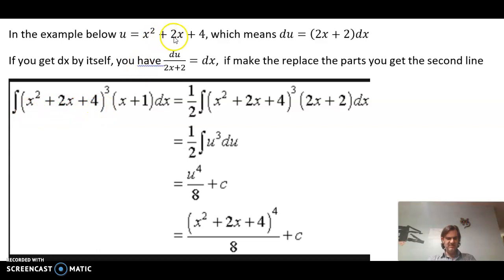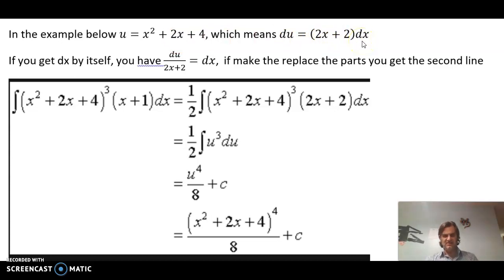So that quadratic would be u. In that case, the derivative of u is always du. But the derivative of x squared plus 2x plus 4, of course the 4 goes to 0 and goes away. X squared is 2x, and 2x is 2. So on the right hand side we'd have 2x plus 2 dx.